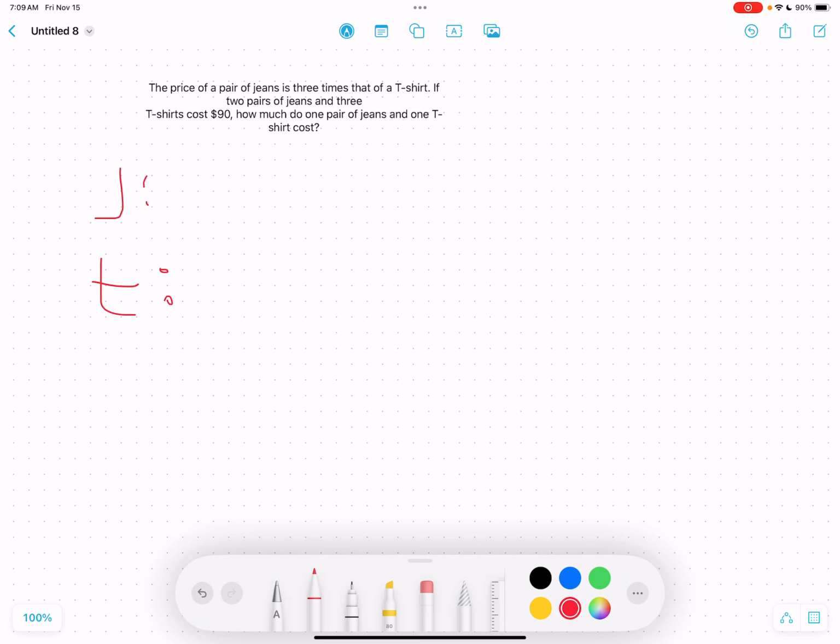So I know stuff about the jeans. I don't know anything about a t-shirt. Again, let X equal the information you know the least about. So the price of a pair of jeans is 3 times that of a t-shirt. So if the t-shirt is X, the jeans are 3X.